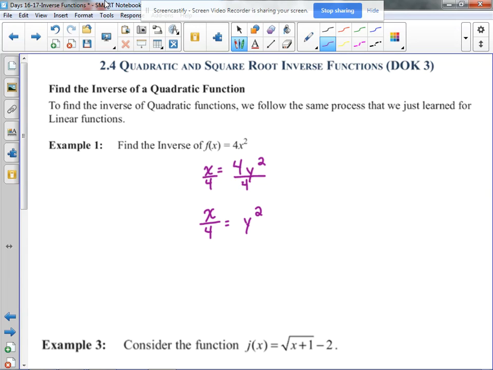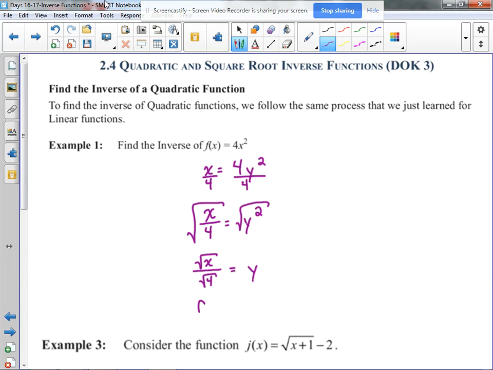Now, normally, when we were dealing with the linear functions, we were finished at this point. Y was by itself. Y is not by itself right now. Y is still being squared. So what is the opposite of squaring something? The square root. So we take the square root of both sides. When you take the square root of a fraction, you take the square root of the top and you take the square root of the bottom. And the square root of y squared is y. That was the whole point of taking the square root. Square root of something squared is just that thing.